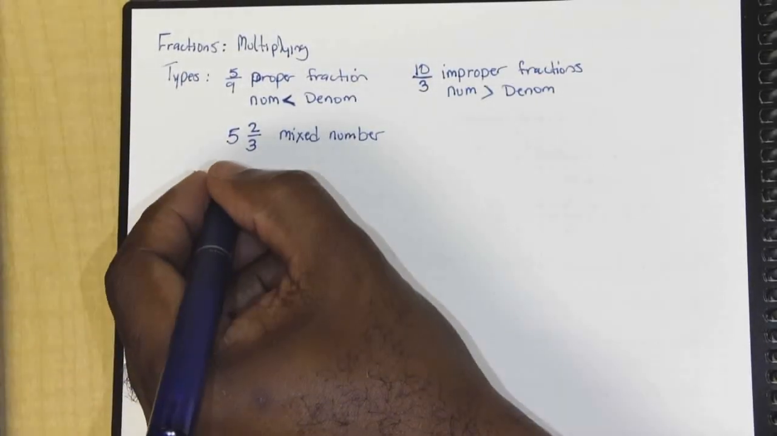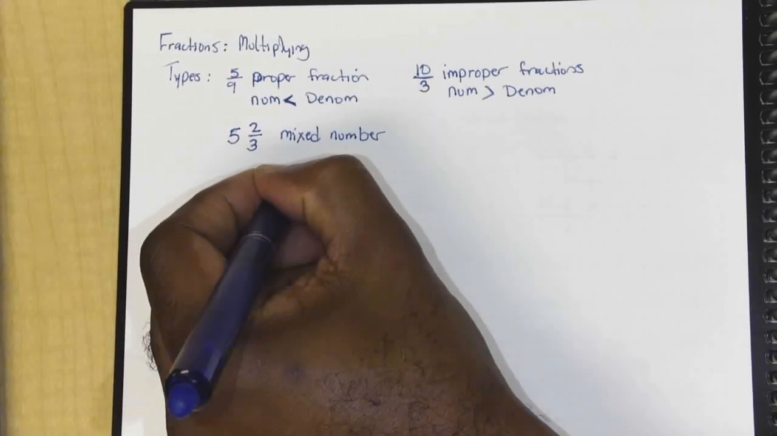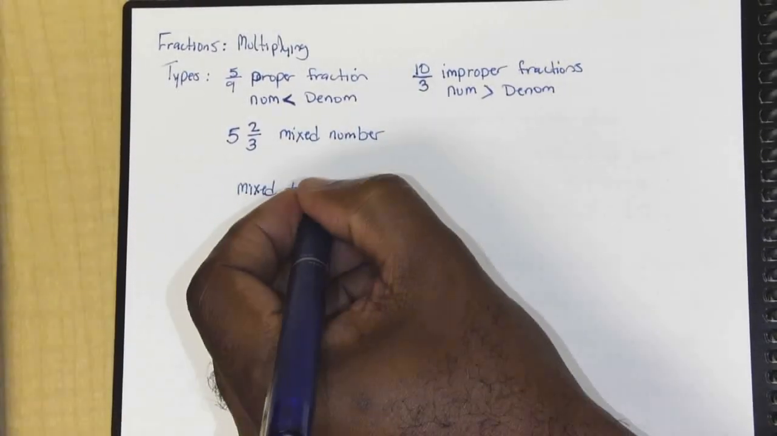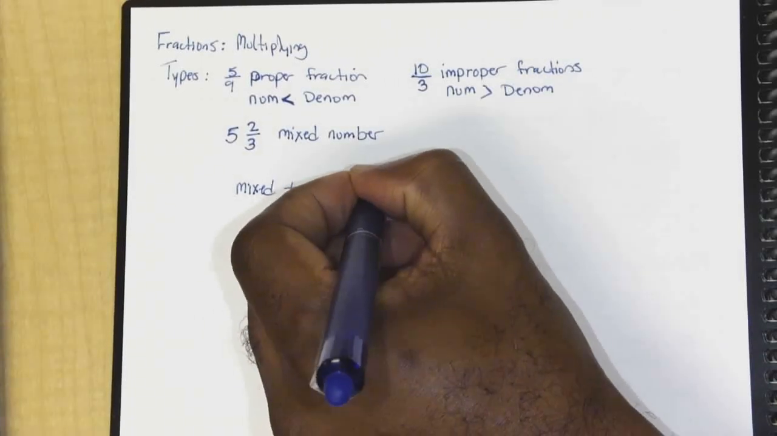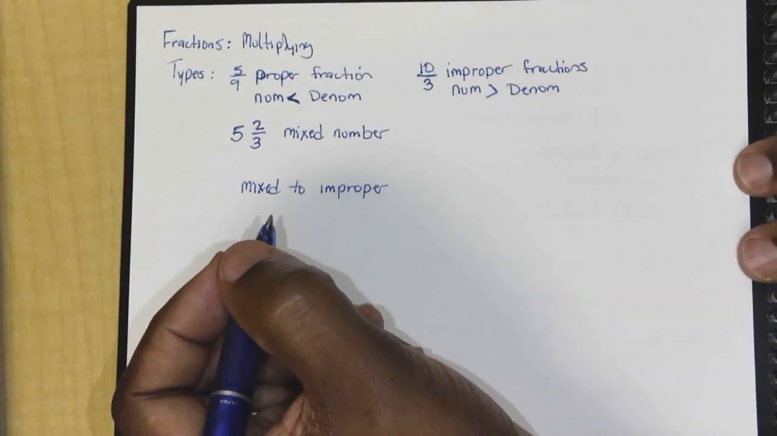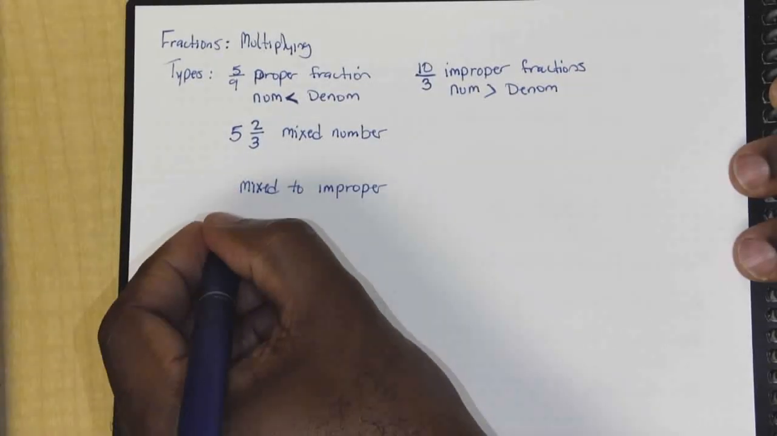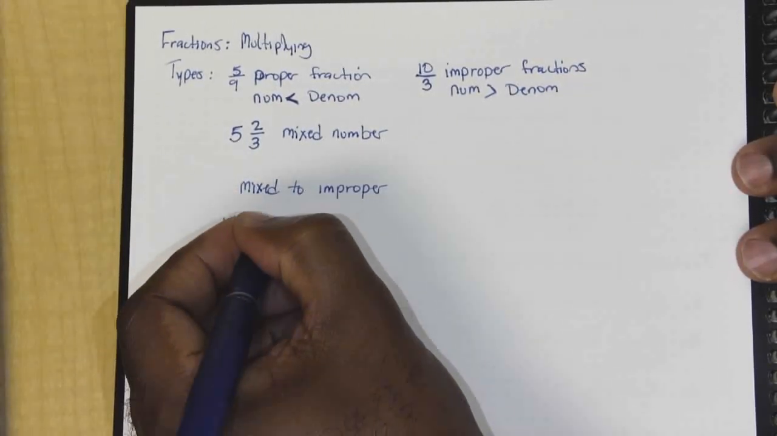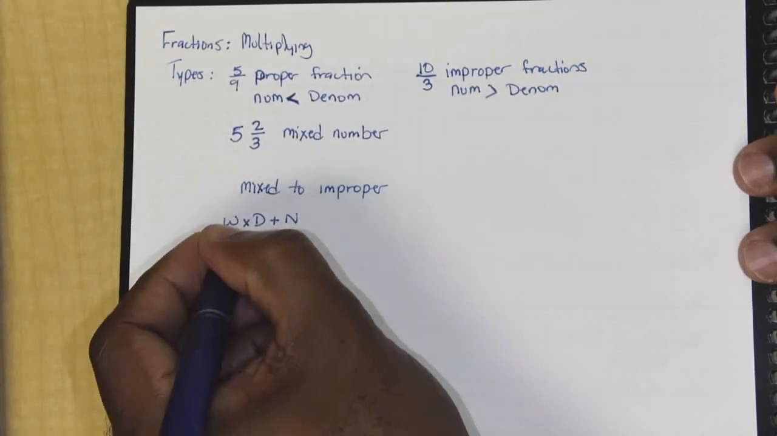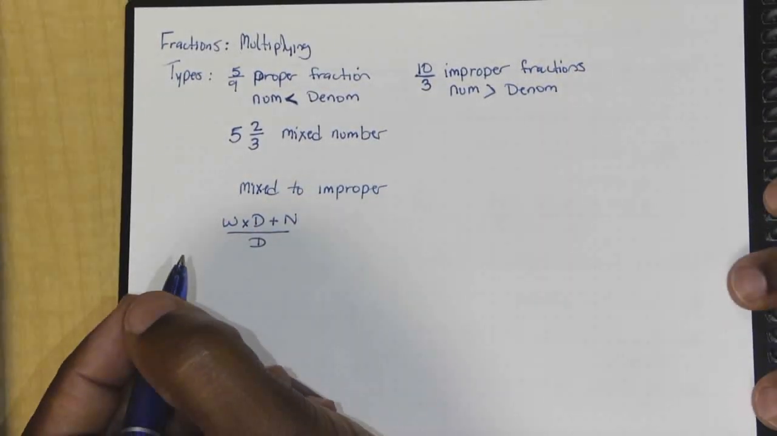So we're going to do mixed to improper fraction. Alright? This is what you do. You multiply the whole number times the denominator. Add the numerator and keep the denominator. Let me show you what I mean by that.